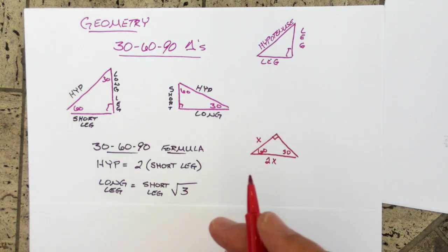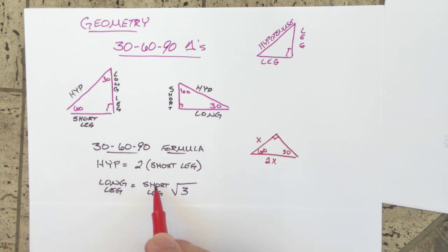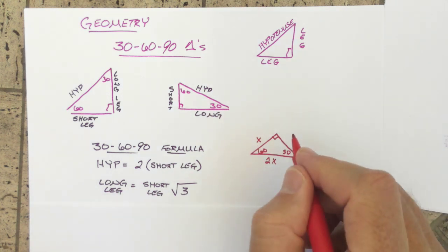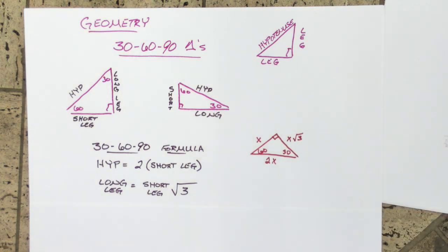All right? The long leg, located over here, is equal to the short leg, that's x in this case, times the square root of 3. x radical 3. We'll write our answers in simplest radical form, so yes, we still have to recall how to rationalize things and work that magic.